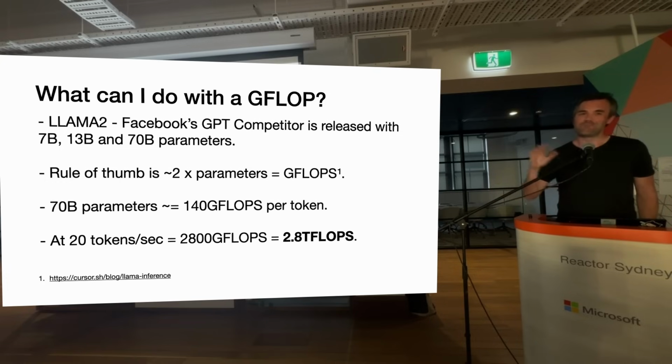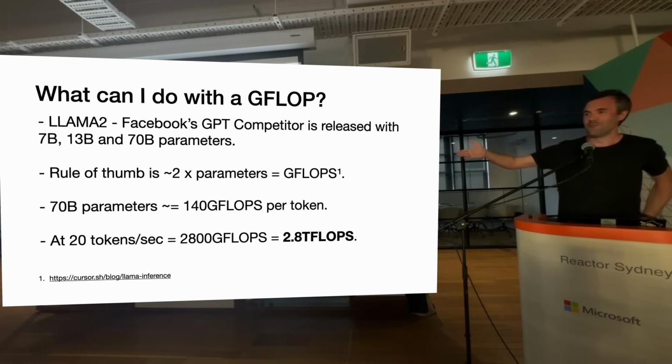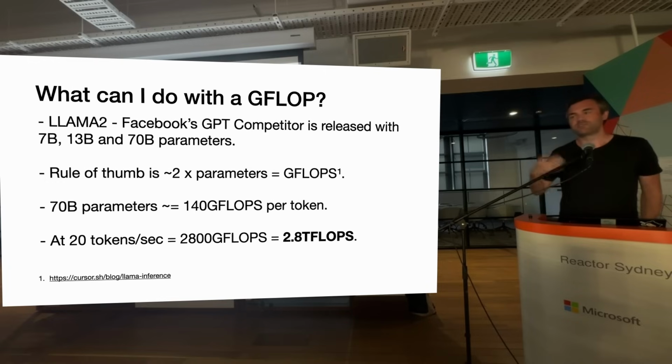A token is somewhere analogous to a word or maybe part of a word. So you've seen, I think you pay by tokens for GPT. And then you go online and you see these guys that run these things and they say, if you're not doing 20 a second, then it's too slow. So we're looking at something like 2.8 teraflops. So we've gone up by another 1,000. And you need to do this continuously.